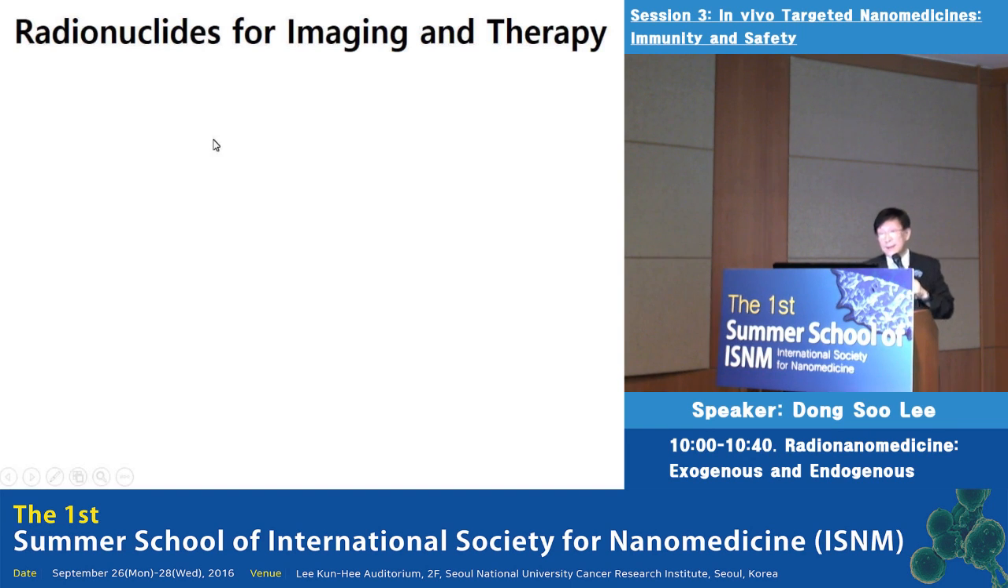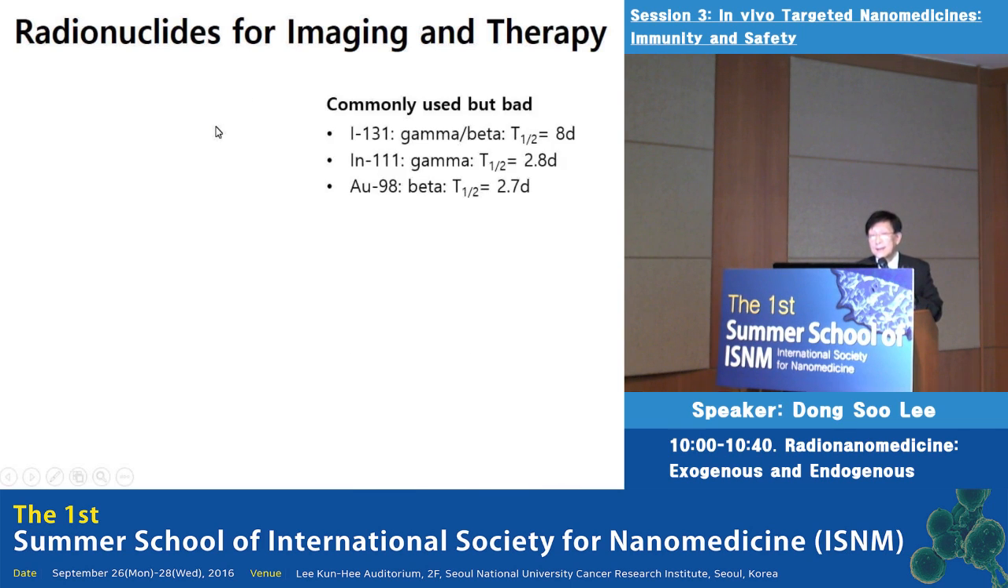So I summarize the radionuclides. There are so many radionuclides, and on Wikipedia you can browse everything, but this is a summary. Commonly used but bad, in my opinion: Iodine 131, a gamma and beta emitter. Beta emitter is quite cumbersome.